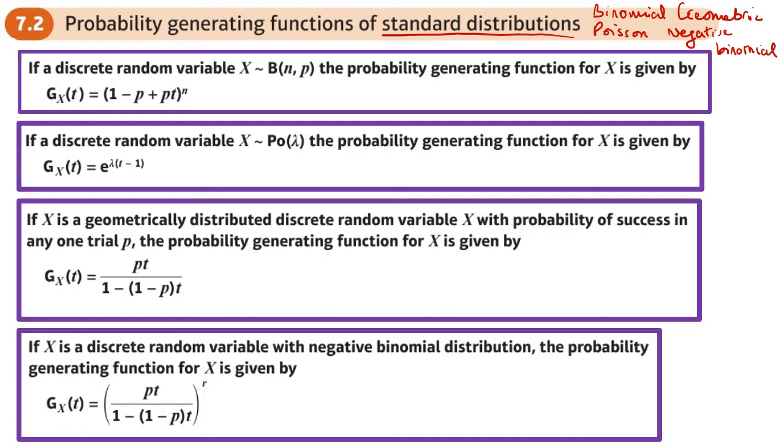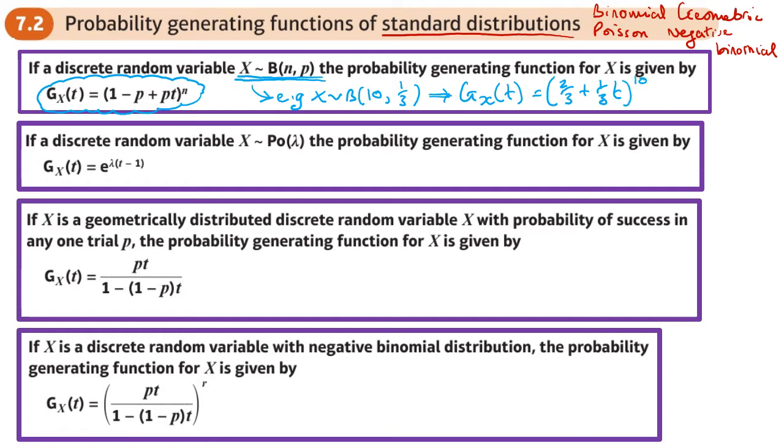So if we start first of all with binomial, if you've got a binomial distribution and we know the parameters are n and p, then its probability generating function is given by this. For example, if n was 10 and p was a third, then our probability generating function, G_X(t), would be 1 minus p, which would be 2/3, plus 1/3 t to the power n, which would be 10.